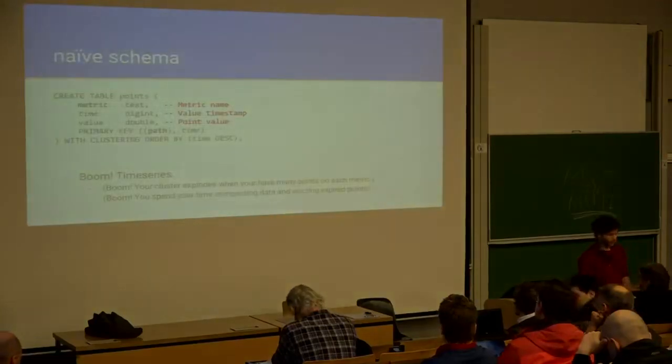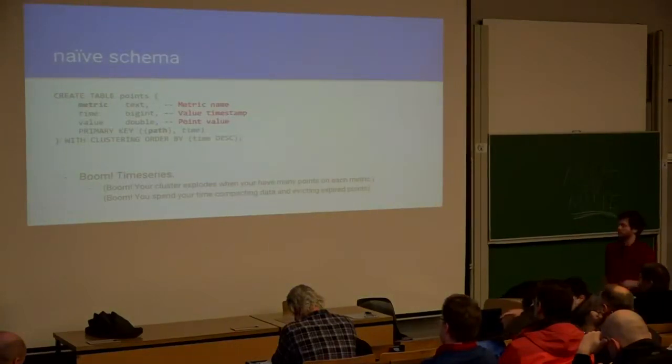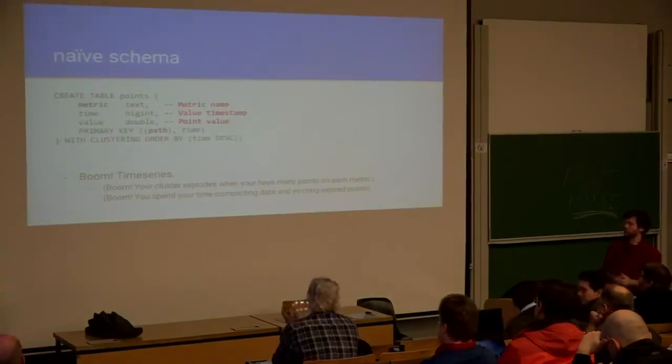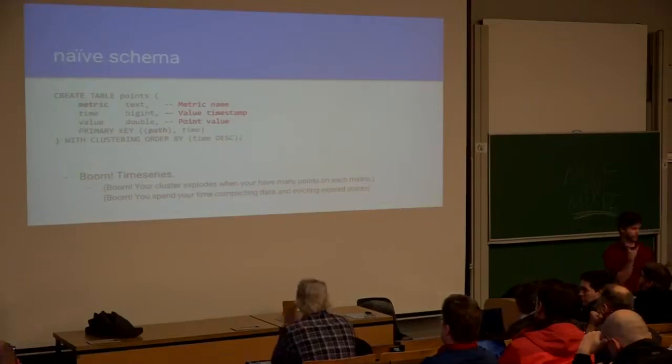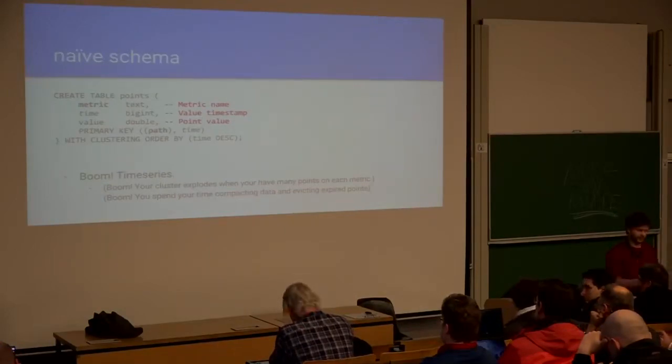So for points, the main thing that you store in a time series database is a point. It would be something simple, right? You could just have one table where you store a metric and a list of points. In Cassandra, that would be something like that. The partition key would be the metric. Then you would have the timestamp, which is the clustering key, and then all the values.